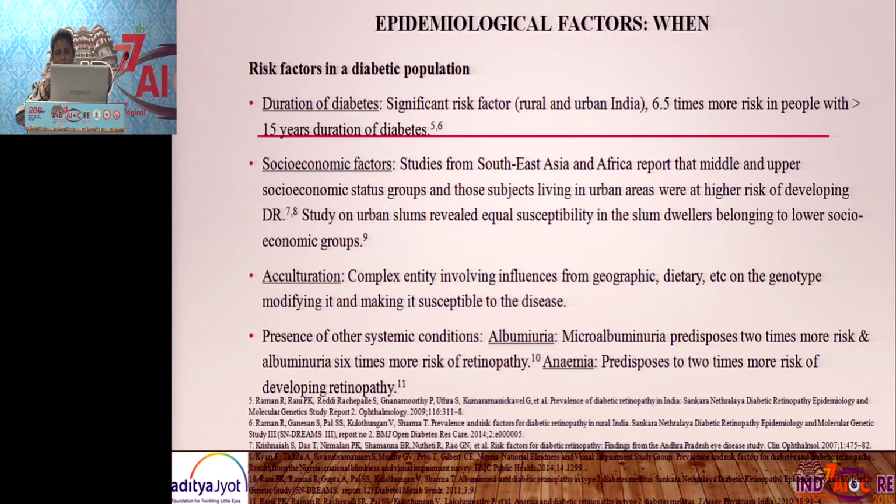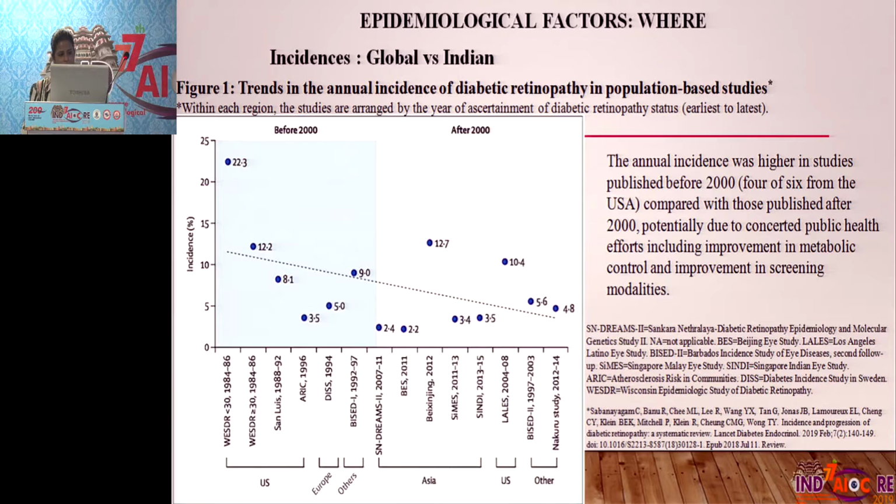So basically, diabetes is a malnutrition. The malnutrition can happen either in a higher version or the lower version. In urban slums in Mumbai, in our study we saw that people in the lower socioeconomic group also have diabetic retinopathy. Then acculturation, as already discussed. Then the presence of other systemic conditions like albuminuria. People having a higher level of albuminuria are at 6 times more risk for retinopathy, and so is anemia, which is an important entity when we are looking at the Indian scenario. People who are anemic have 2 times more risk of developing diabetic retinopathy.